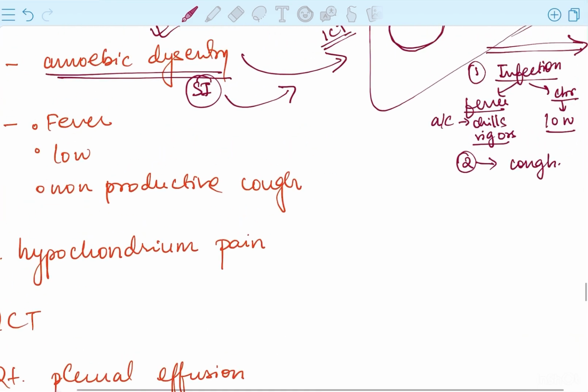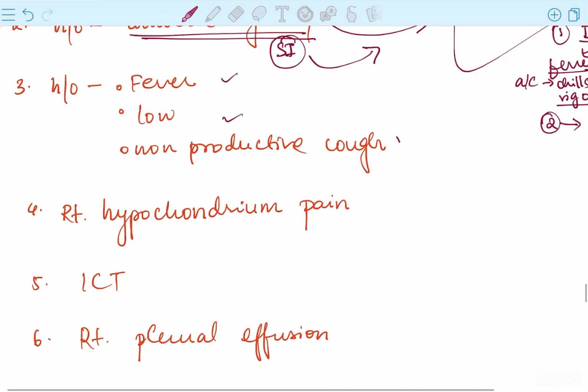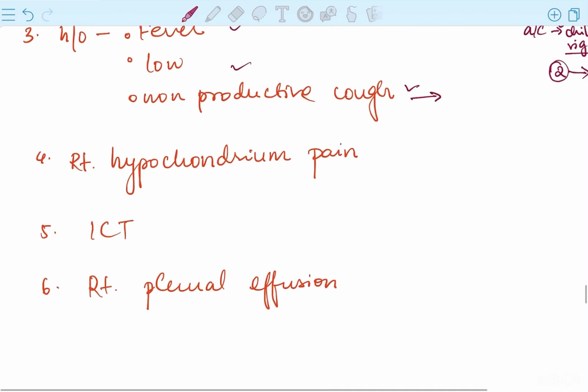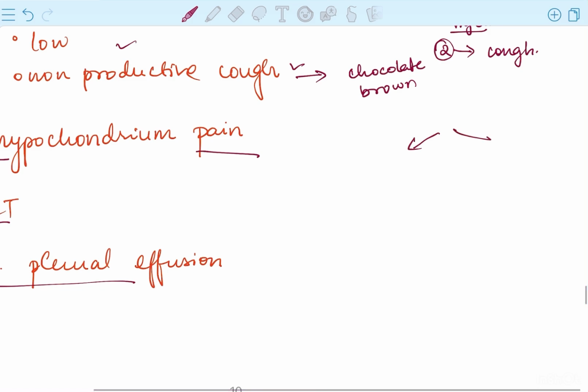And the patient, once manifested with the liver disease, will present with fever, loss of weight, non-productive cough, and when it enters the lungs, it will produce a productive cough which is chocolate brown in color. There can also be right hypochondrial pain, intercostal tenderness, and right pleural effusion. For our ease, we just divided into two: acute features and chronic features.